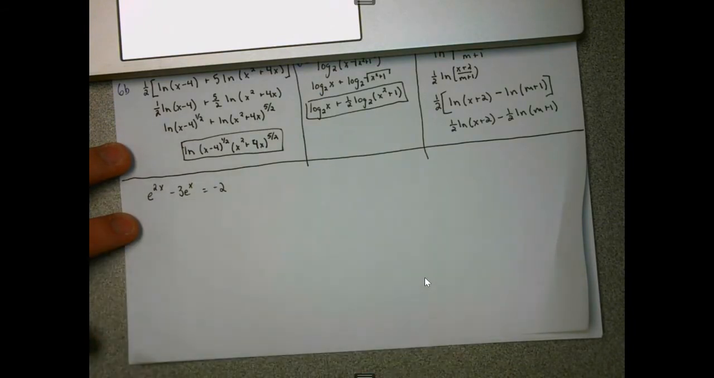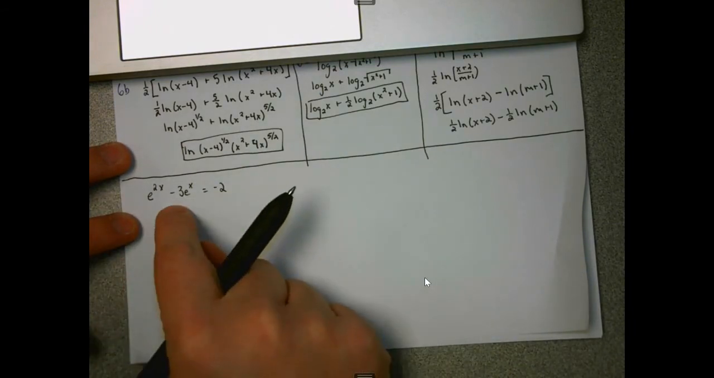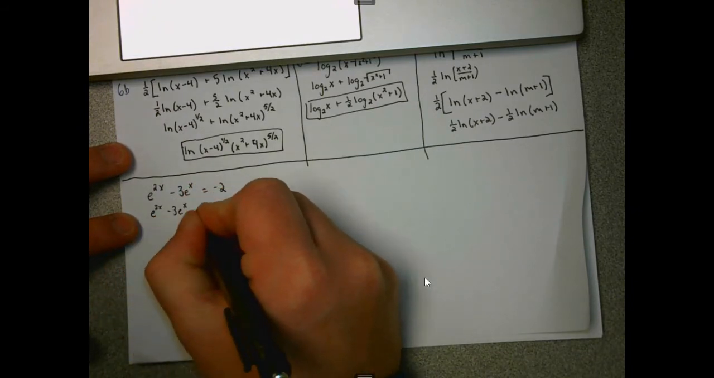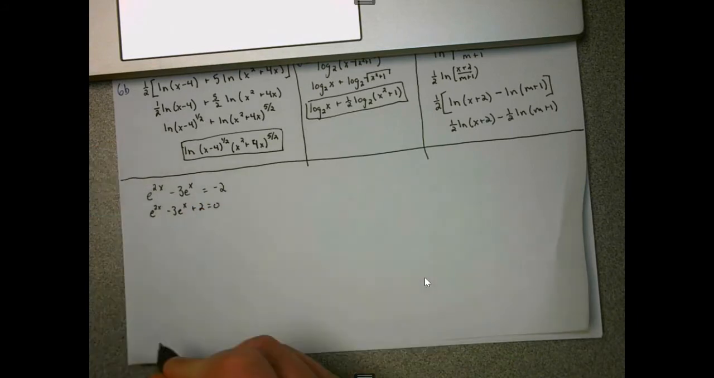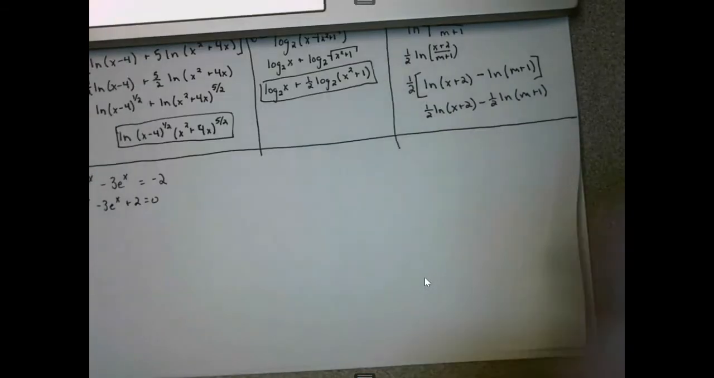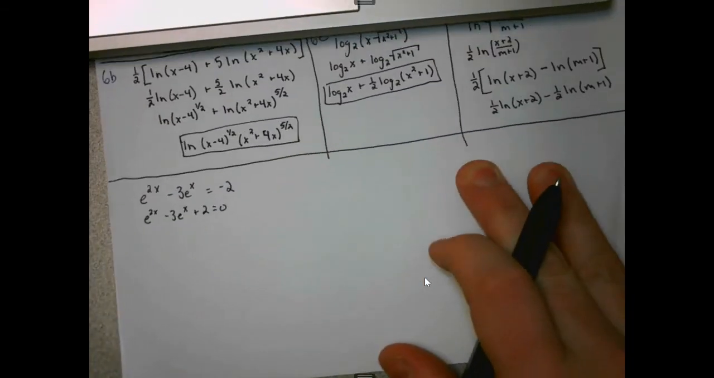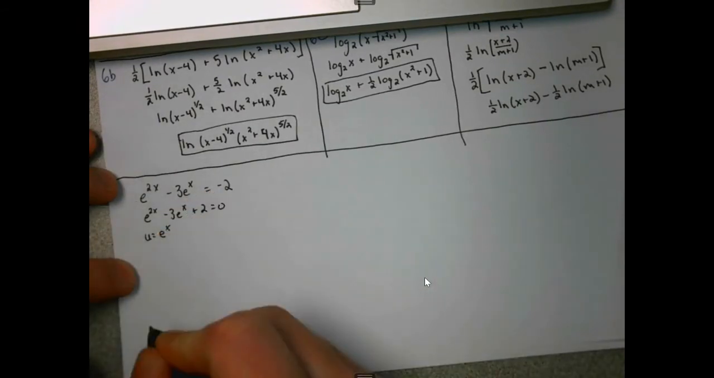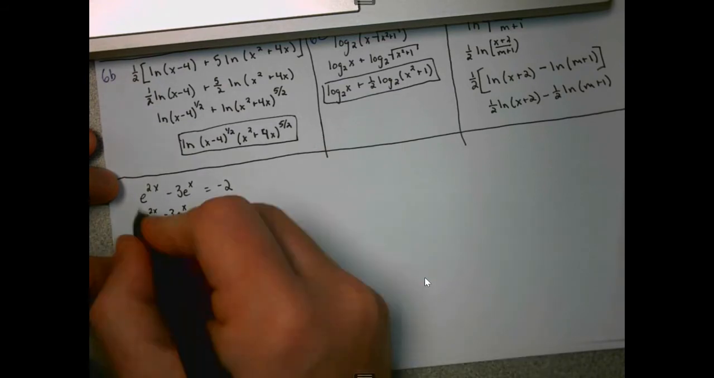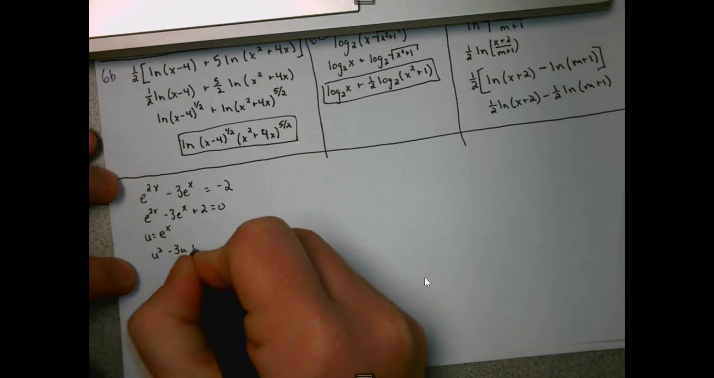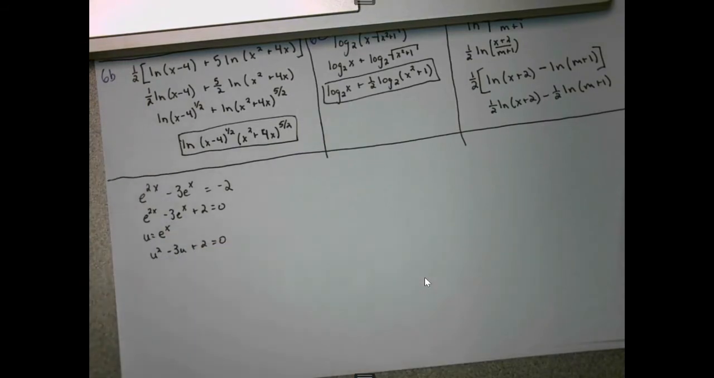This is a quadratic, so we're going to move everything to one side. So e to the 2x minus 3e to the x plus 2 equals 0. And you may want to use U substitution. U substitution is a method that you're really going to need if you plan to move on in higher math. So we're going to let u equal e to the x. And when I substitute u in, this right here becomes u squared minus 3u plus 2 equals 0.